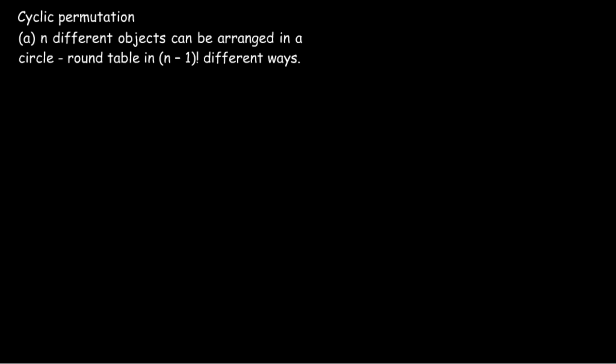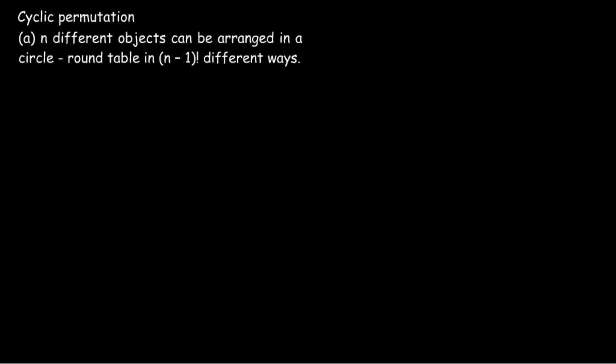Cyclic permutation. N different objects can be arranged in a circle round a table in n minus 1 factorial different ways. That means when we are trying to arrange a certain number of objects in a circular path or around a table, for instance, we can arrange it in n minus 1 factorial ways. If it's 7 objects, it will be 7 minus 1, which is 6 factorial ways.